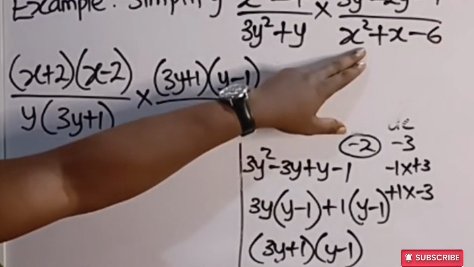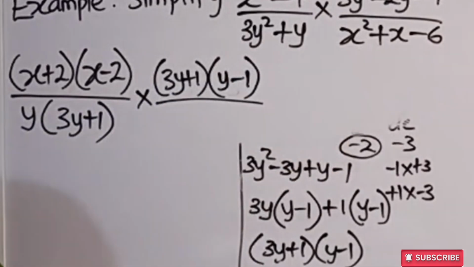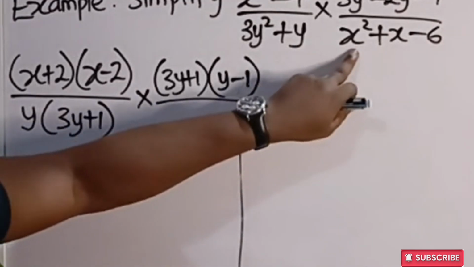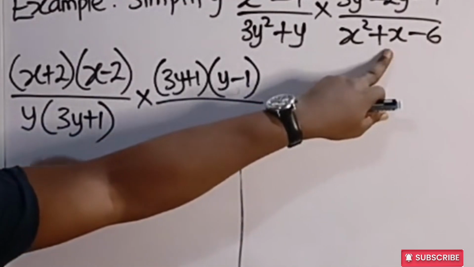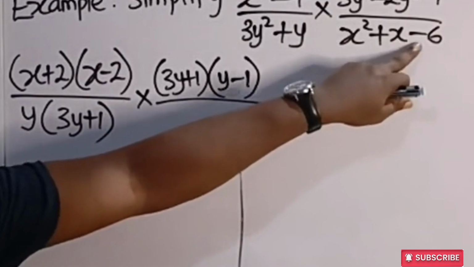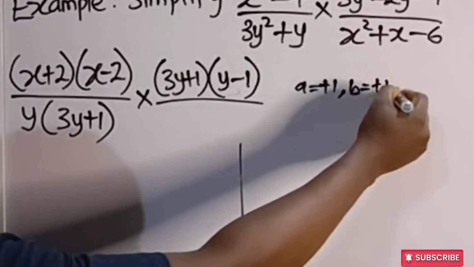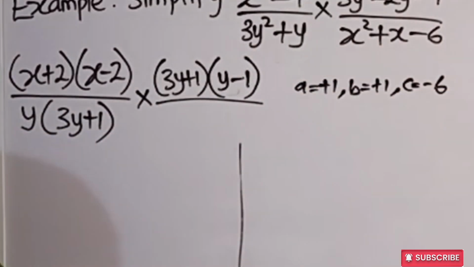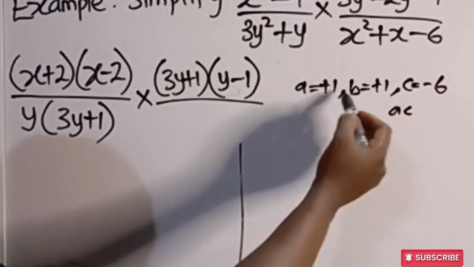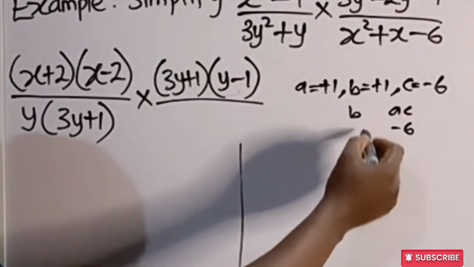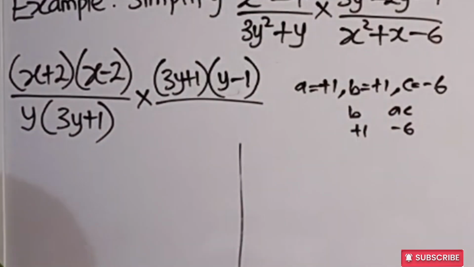now we factorize this, another quadratic expression. So we go through the process again. The value of a here is 1, the value of b here is 1, the value of c is minus 6. So a is equal to plus 1, b is equal to plus 1, c is equal to minus 6. We are looking for two numbers that will multiply to give us ac, which is plus 1 times minus 6, and those same two numbers will add up to give us b. b is plus 1.